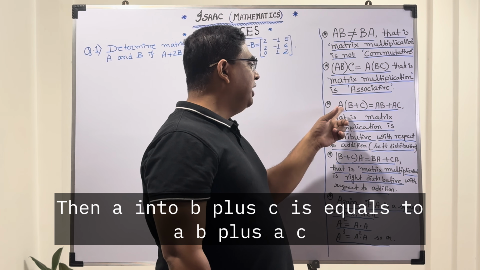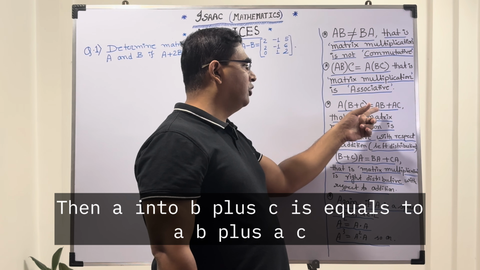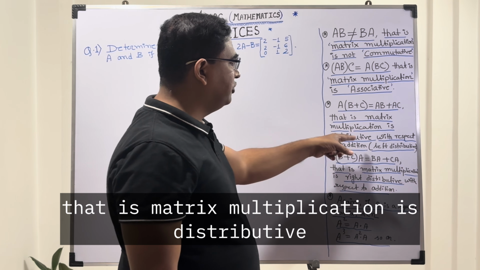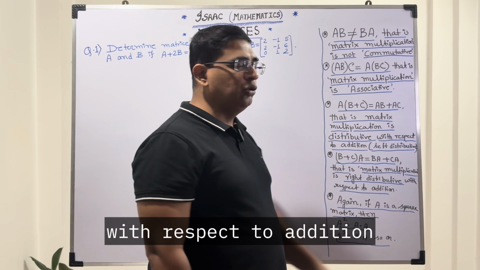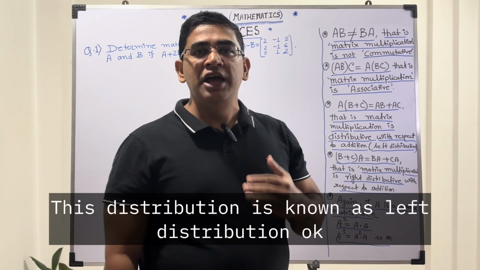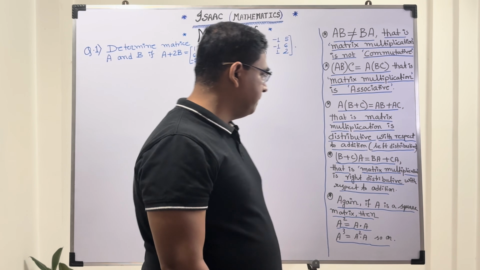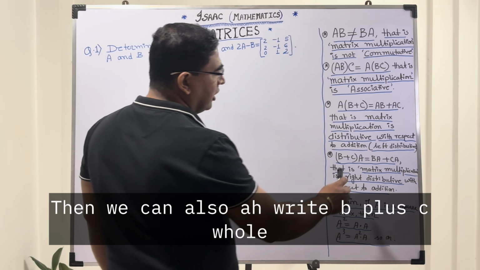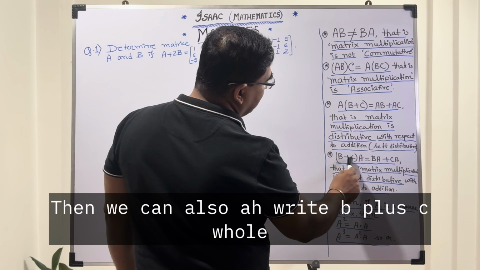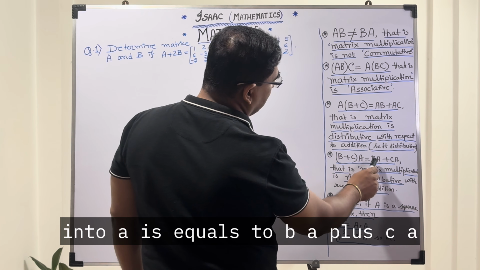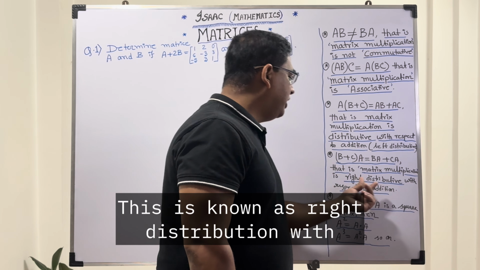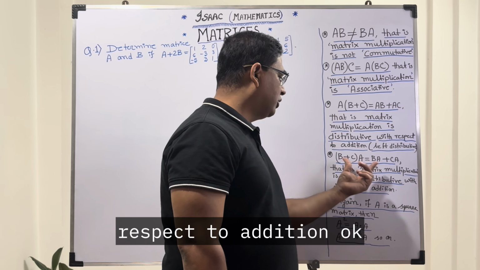Then, A(B + C) is equal to AB + AC. That is, matrix multiplication is distributive with respect to addition. This distribution is known as left distribution. Then we can also write (B + C)A is equal to BA + CA. This is known as right distribution with respect to addition.